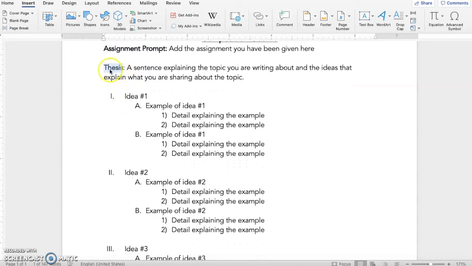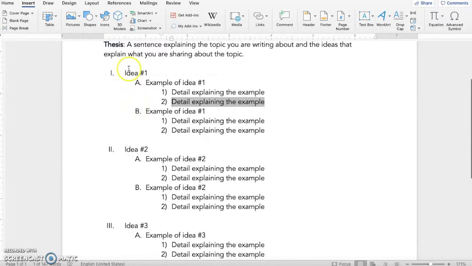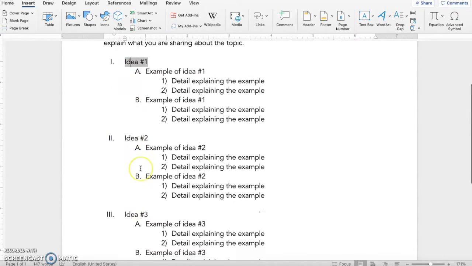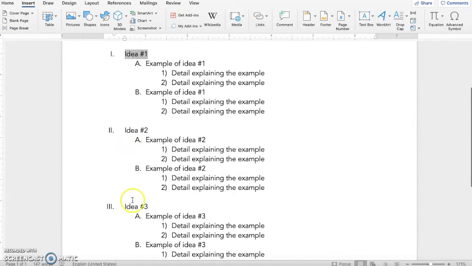So first we're going to talk about our thesis, which is going to be our main topic statement of our, I'm going to call it essay. Again, it could be any kind of writing, but for this one we're going to go with an essay. So the topic of our essay. And then down here, you're going to see that there's a bunch of different bullet points. So we have the Roman numerals 1, 2, and 3. So these, I'm calling them ideas, 1, 2, and 3. These are going to be the ideas of each paragraph that you're going to have.